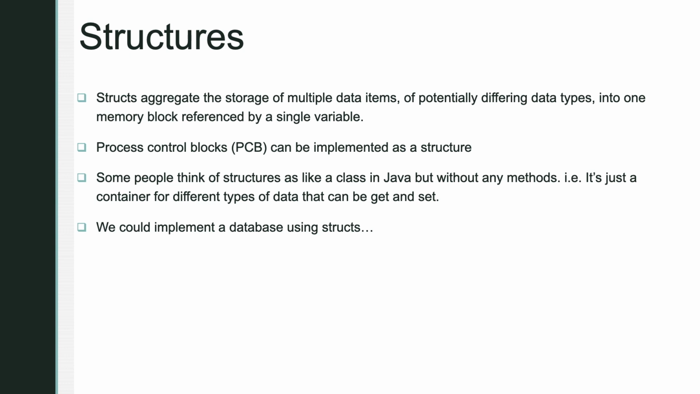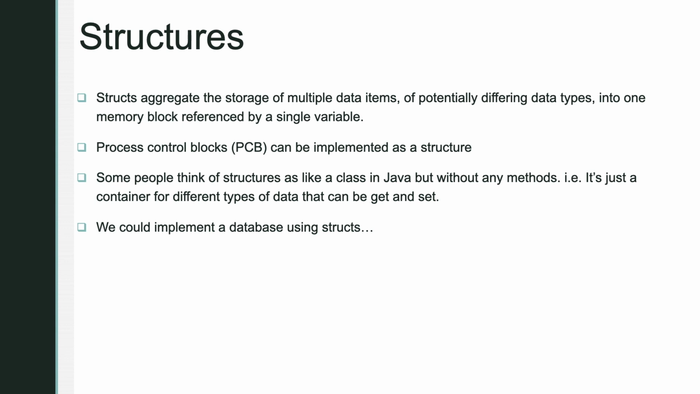So something that we have in the C programming language are structures, and this is a way to combine different data types into one object. It's like a bin for storing different types of data items. They aggregate the storage of multiple data items, and these can be different data types. You could have an integer, a character, a string, and you put them all together, and then you can access them and change them.